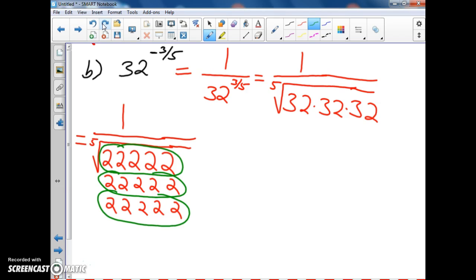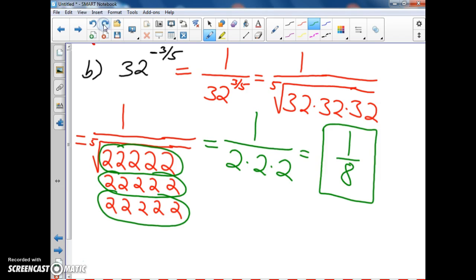So tell me, who can come out of the fifth root house? 3 2s. Very good. So you're going to write down 1 over 3 2s. Now, what do you do with the 3 2s? You're multiplying. So what's the final answer? 1/8. 1/8 is the final answer. You're done. There it is. You got it.